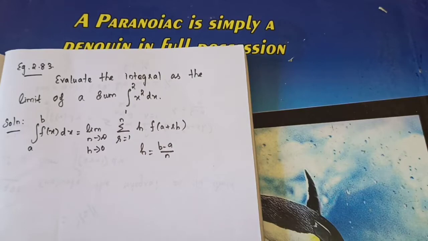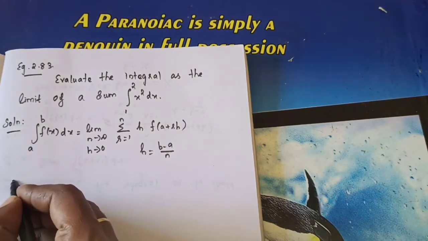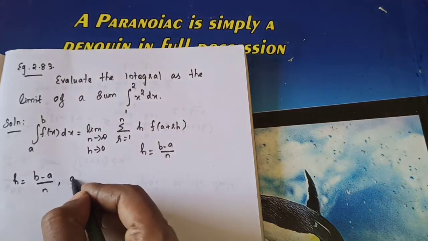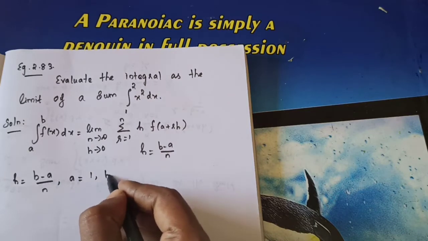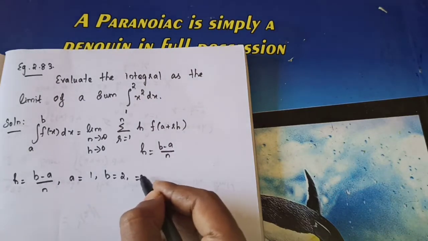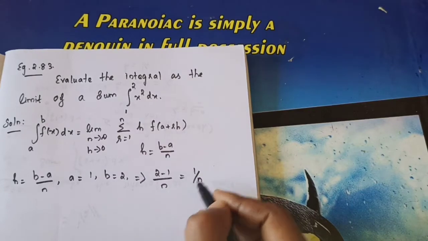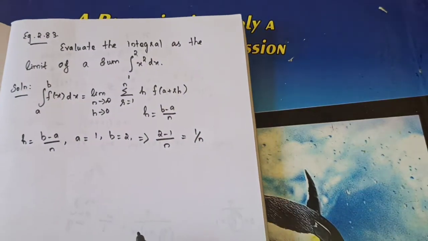First what will we do? We will find the h value. So h is equal to, what's the formula? b minus a by n. What's the a value here? 1. What's the b value? 2. Now substitute in the formula: 2 minus 1 by n. The answer is 1 by n. So you got the h value here.